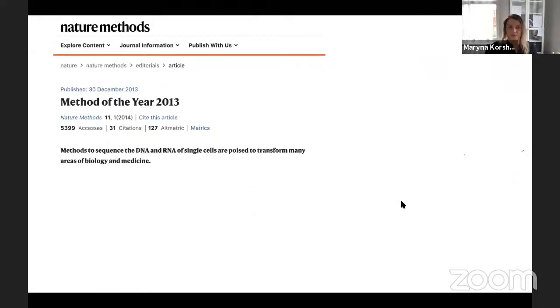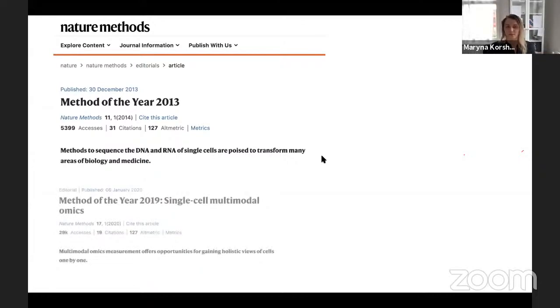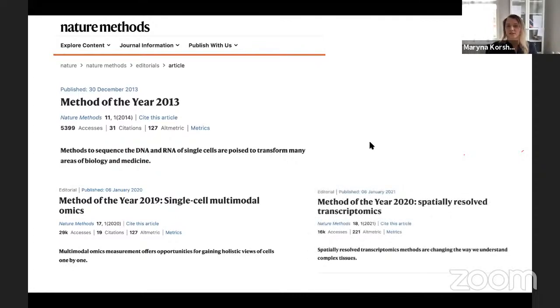So the popularity of single cell methods is insane, and even in 2013, it was already the method of the year. However, with the development of new branches and subtypes of single cell technologies, other single cell tools were nominated as Nature's methods of the year. So in 2019, it was single cell multimodal omics, or multi-omics in brief. And in 2020, published just a few months ago, the spatial single cell technologies were awarded as the method of the year. So for now, it is absolutely clear that the abilities and the perspectives of implementation of single cell technologies are insanely huge.